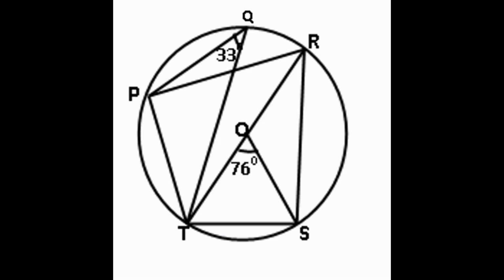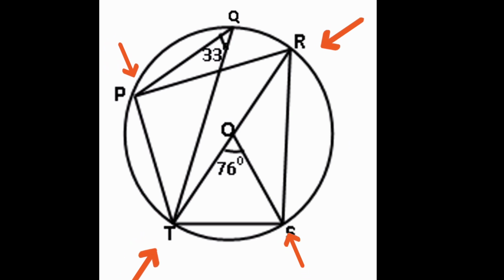The last thing I want to say here about the cyclic quadrilateral is the ability to identify the shape in a given question. Look at this shape on the screen. Can you see a cyclic quadrilateral? Look at it very well. PRST is a cyclic quadrilateral. Look at it again. So you can identify the angles that are opposite to each other.